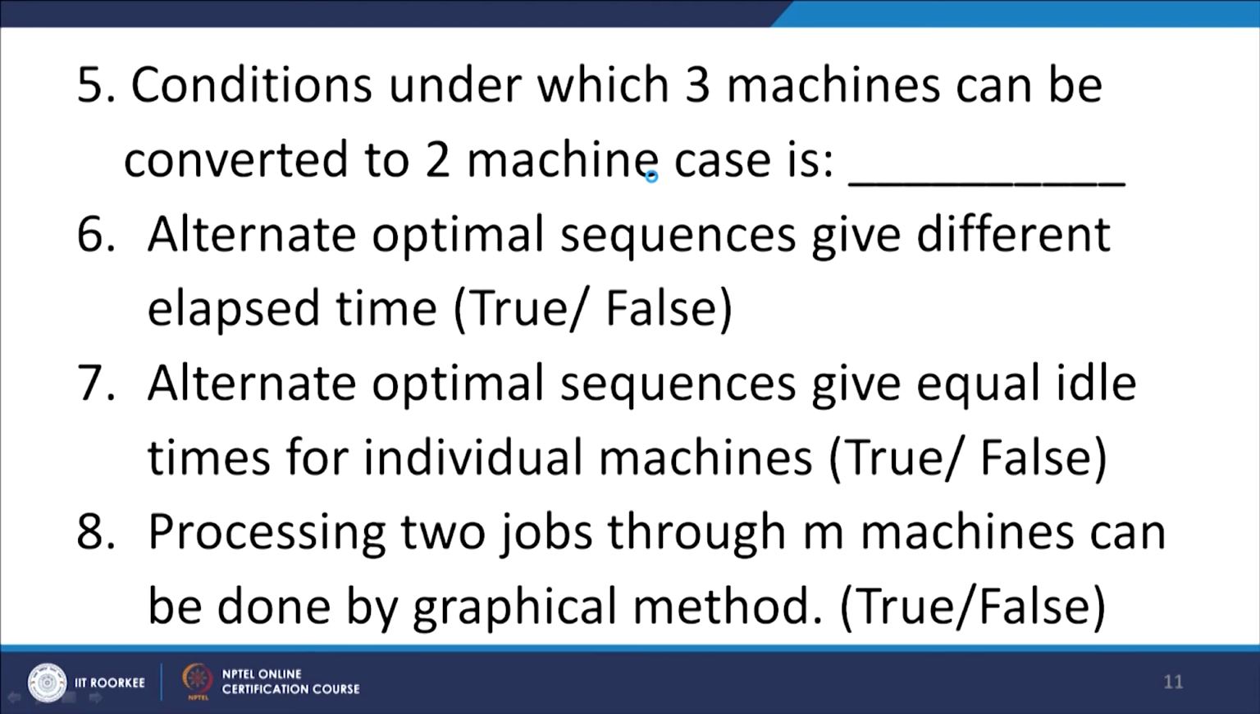Question number 5. The conditions under which the 3 machines case can be converted to the 2 machines case is dash.